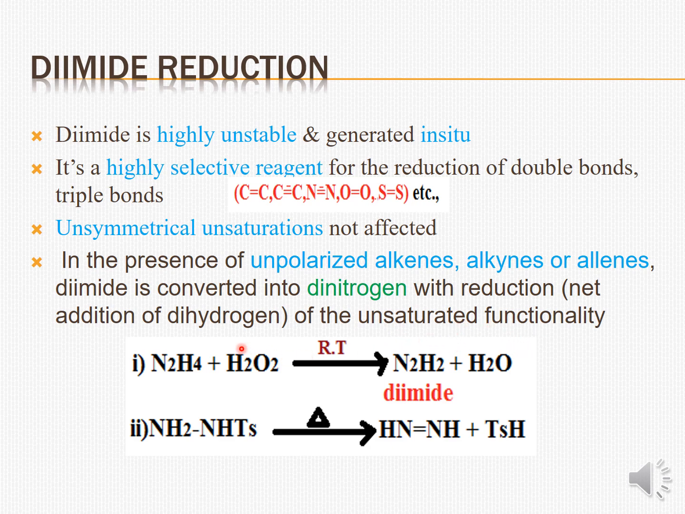Okay, and moving on to the reaction part, if you are taking hydrazine, and you treat the hydrazine with hydrogen peroxide at room temperature, diimide is formed by the cleavage of a water molecule. Okay, if we take the tosyl hydrazine and heat it, N2H2, that is your diimide, is formed with the cleavage of your tosyl hydride. Alright, that is your preparation part.